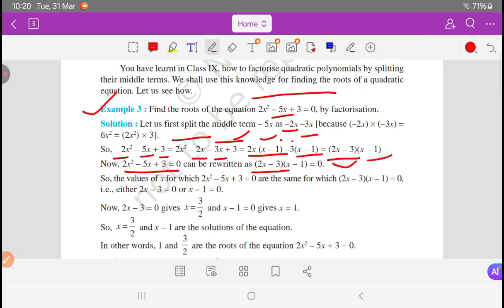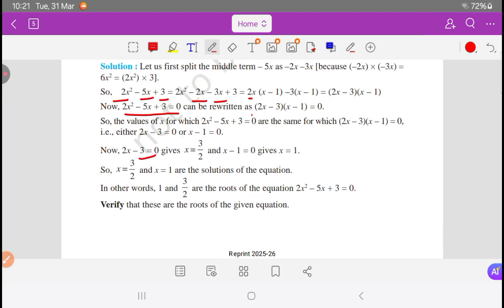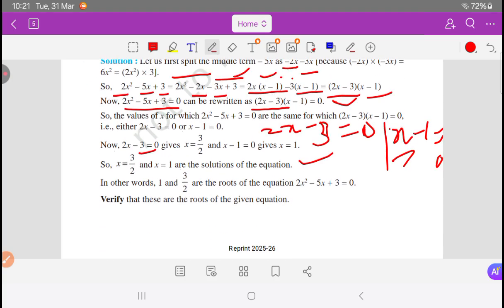Now equate 2x minus 3 equal to 0. The other is x minus 1 equal to 0. So you can write 2x minus 3 equal to 0, then x equals 3 by 2. And from the other equation, you'll get x equal to 1. These are the solutions of the quadratic equation. In other words, 1 and 3 by 2 are the roots of the equation.